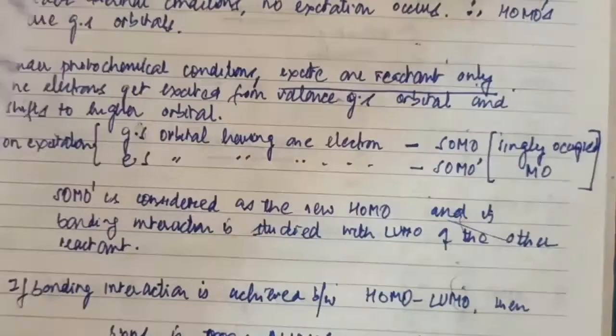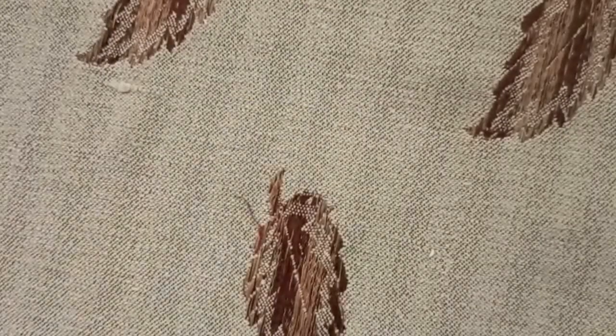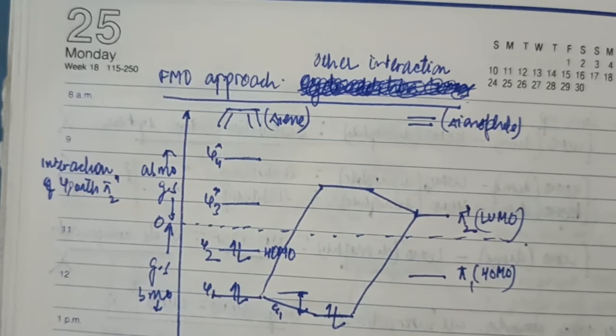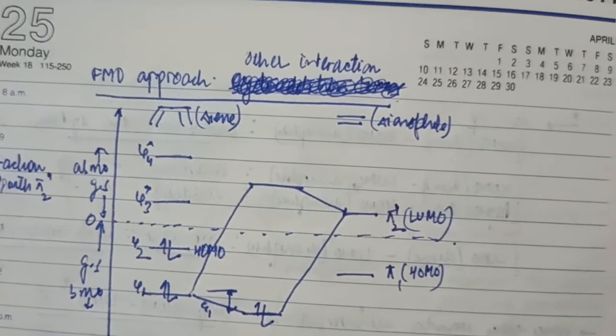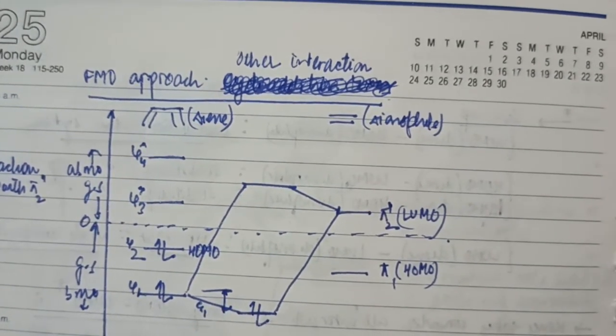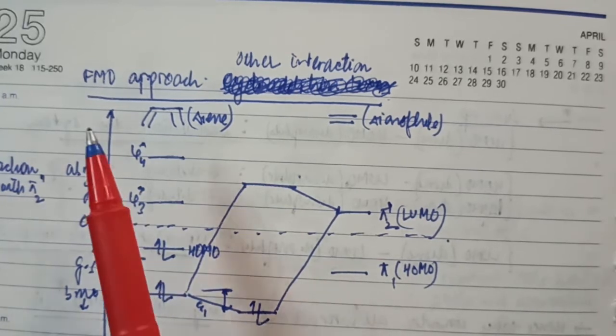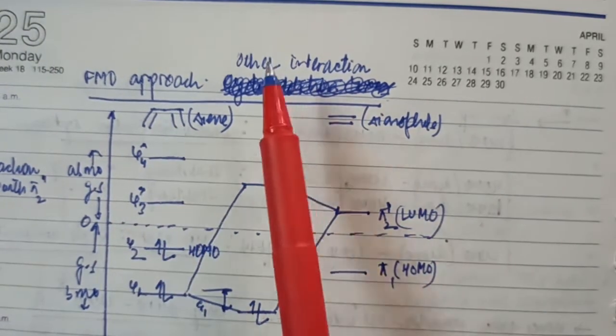So we have talked here about the interaction between HOMO-HOMO. We have talked about the interaction between HOMO-LUMO. We have talked about the interaction between HOMO of either reactant and LUMO of either reactant. I'll talk about the FMO approach with other interactions.